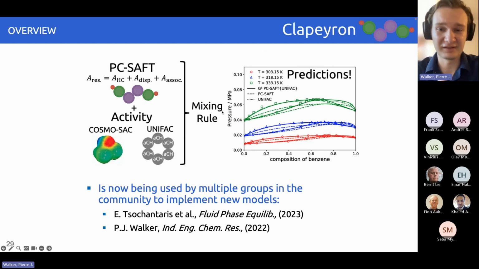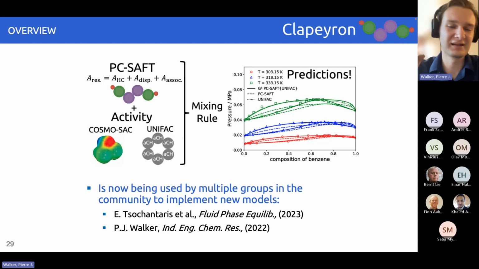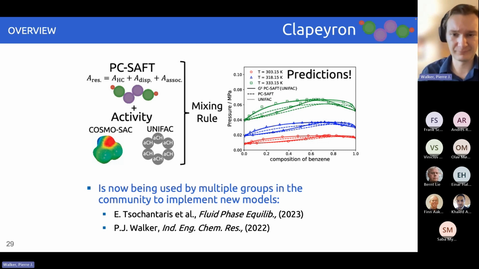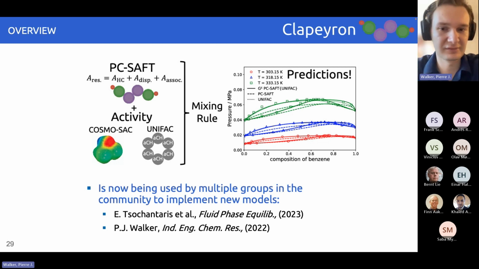Other examples of this was actually done by myself, where I implemented a novel mixing rule in PC-SAFT and which allowed for the integration of activity models to improve prediction of multi-component mixtures.